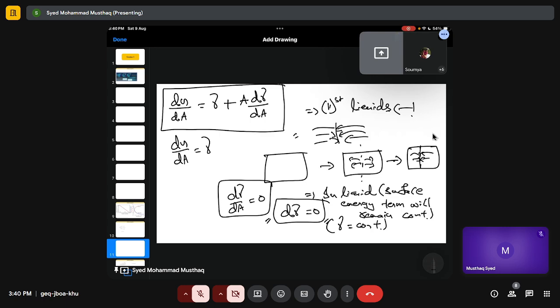That's all. So that's why the surface energy and surface tension are both the same. They both give the same values in liquids, right? So that's why we just take the surface tension term. There will be no separate surface energy term because they both are the same in liquids. Now moving on to solids.